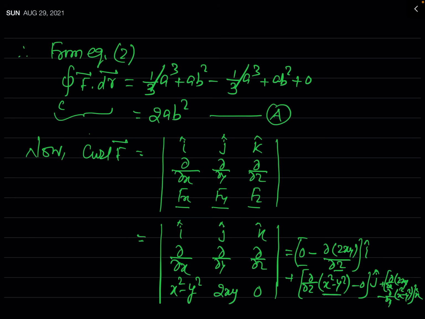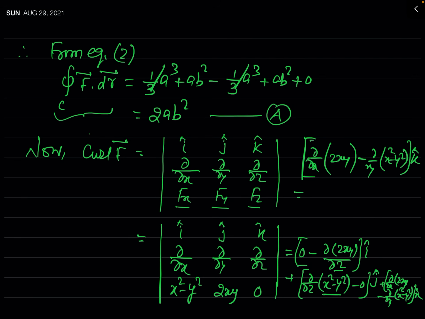So only the last term will remain, and here we have to differentiate 2xy. In fact, I am writing here the last term, because here it is not very clear. So this will be del x of 2xy minus del y of x square minus y square, and you have to take here the unit vector k.